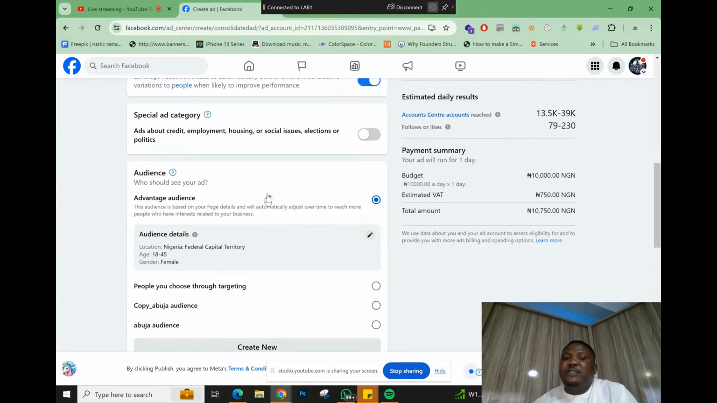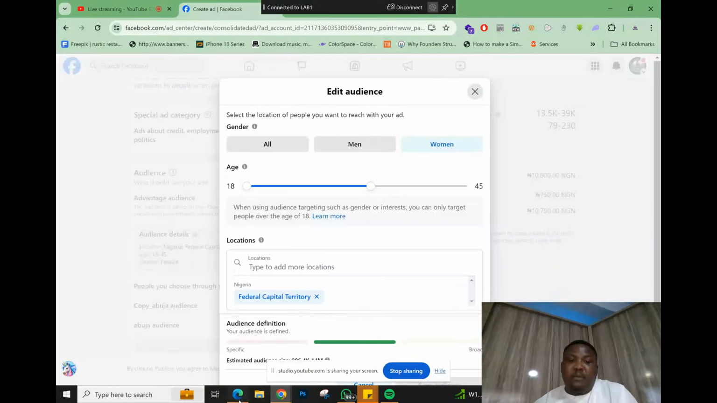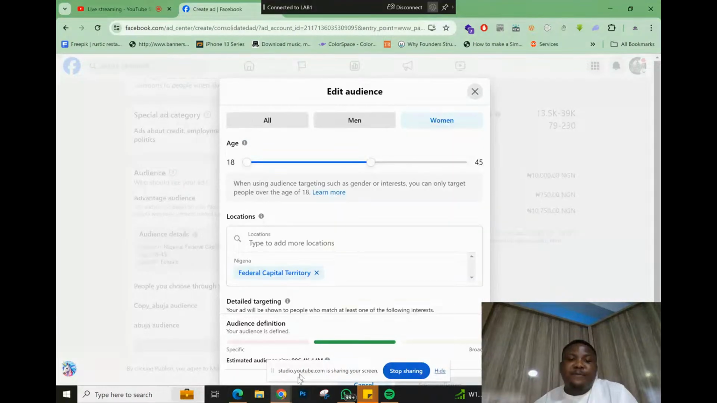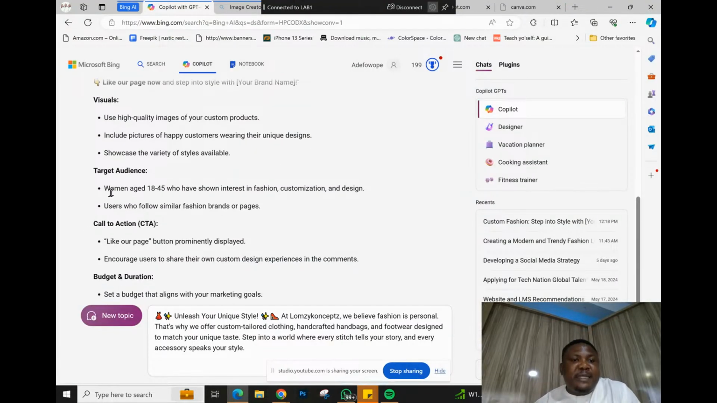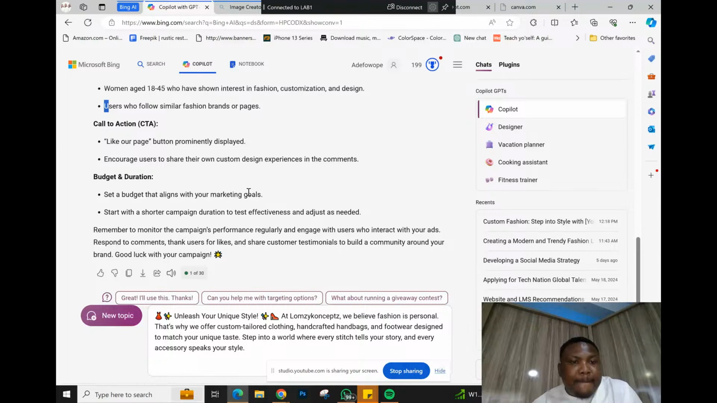But then something happened. Instead of using Advantage audience, we went to customize this, Abby. What Copilot gave us: the target is age 18 to 40. This is what I skipped. The only thing that I targeted was location. But what we did not check here is the targeted audience. They say users who follow similar fashion brands or pages. Those are the people that I read just now.